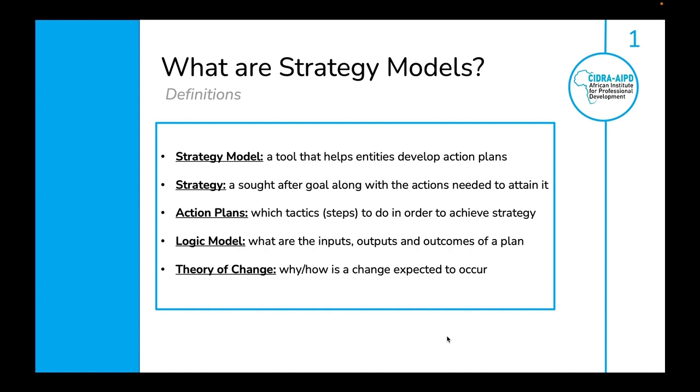And then a logic model is the inputs, outputs, and outcomes of a plan. It is really just logically mapping through what a plan should be. What should a program look like to address a given issue and meet an organizational objective? Meet or exceed it, really. A theory of change is why or how a change is expected to occur. It's essentially mapping out the logic behind it.